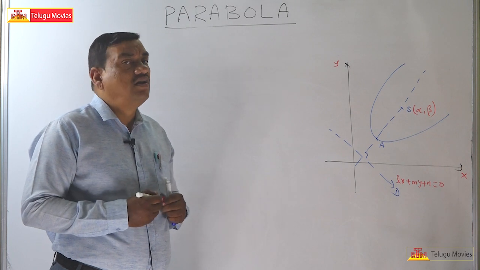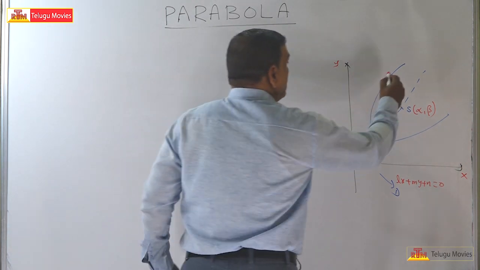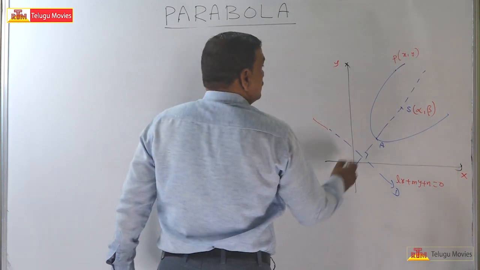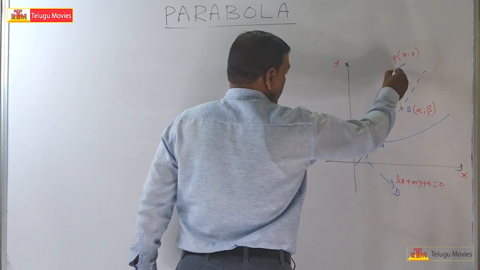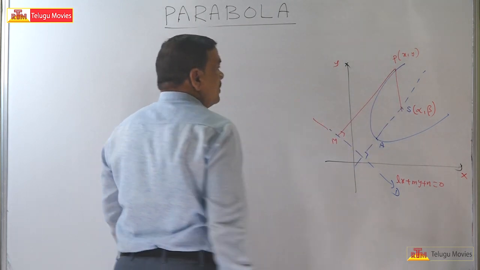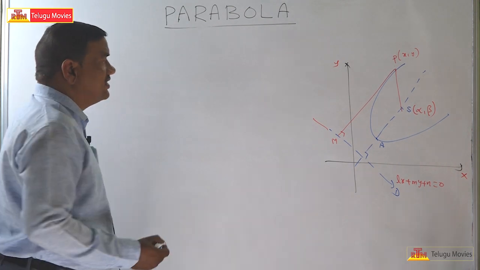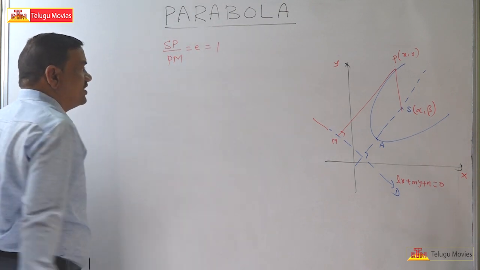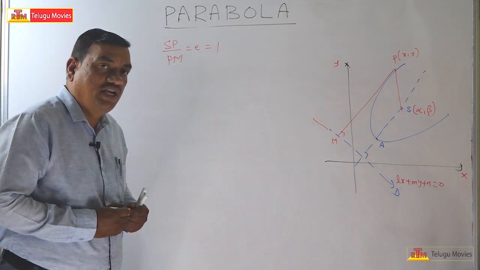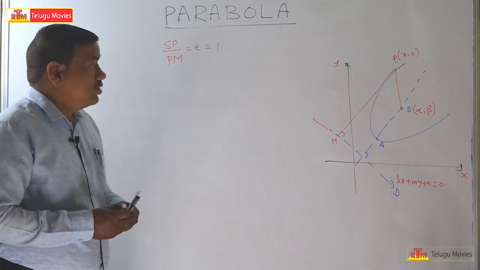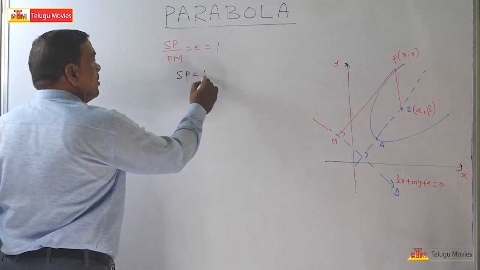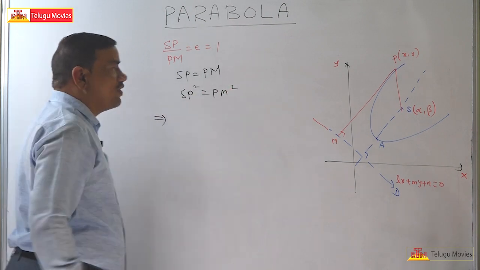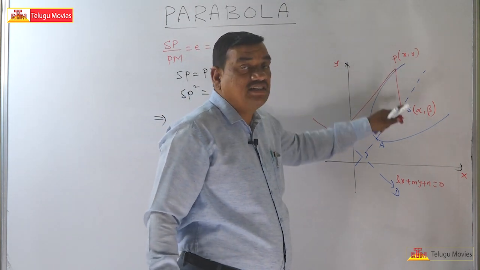Now, to find the equation of this parabola, we will go for the fundamental concept. Let P be any point (x, y) on the parabola. Join S and P, and let PM be the perpendicular distance to the directrix. We know the definition of eccentricity: SP by PM is equal to e, and the eccentricity is 1 for a parabola. So SP is equal to PM, SP squared is equal to PM squared. SP squared means the distance between S and P without the square root.